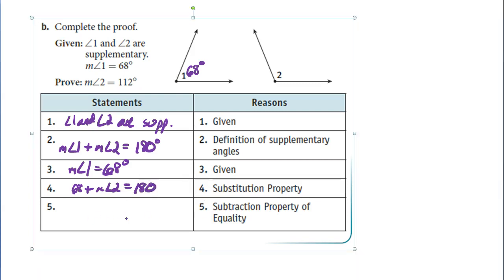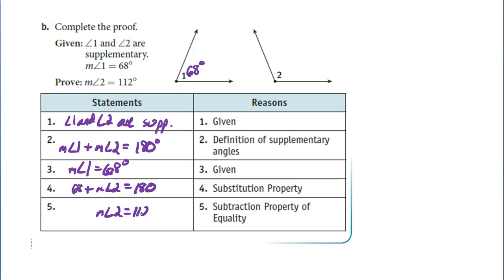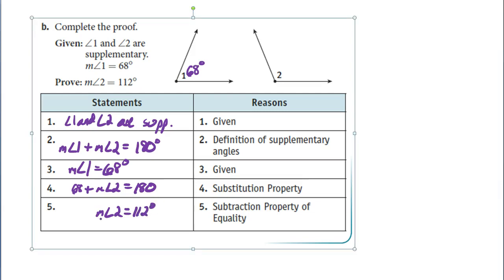And then in the final statement, we're going to use the subtraction property of equality. So that means that something's going to be subtracted from both sides. Probably the 68. And 180 subtract 68 is 112 degrees. So we've created what we were trying to prove by working step by step from given information to what we were trying to get, and provided a reason each time.